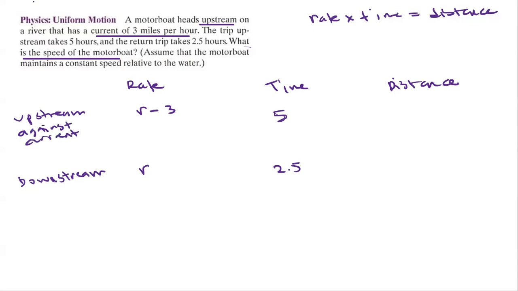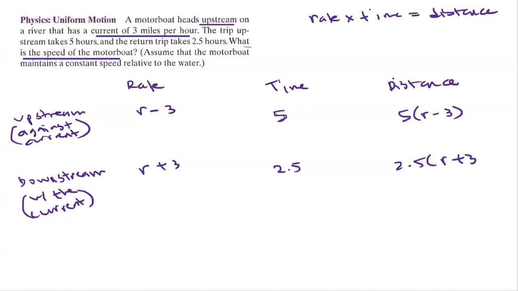Now, if we're going downstream, that means we're going with the current, right? So would we add or subtract the current to the speed? We're going to add. Everybody agree with that? Okay, so now the current's pushing us along. We're not working as hard, right? You see that, it took 5 hours to go upstream, and it only took 2.5 to go downstream because now the current is helping them move along. So now we're just going to multiply these together. So we have 5 times r minus 3, and then 2.5 times r plus 3.